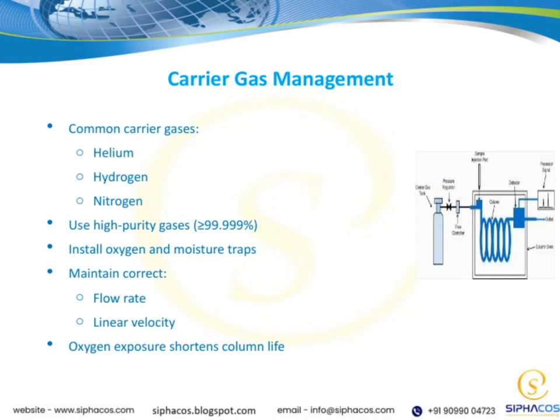Now, let's talk about carrier gas management, which is a crucial part of maintaining optimal chromatography performance. Common carrier gases include helium, hydrogen, and nitrogen. Each of these gases has its advantages, but the key is to always use high-purity gases, ideally with a purity of 99.999% or higher, to prevent contamination and ensure accurate results.